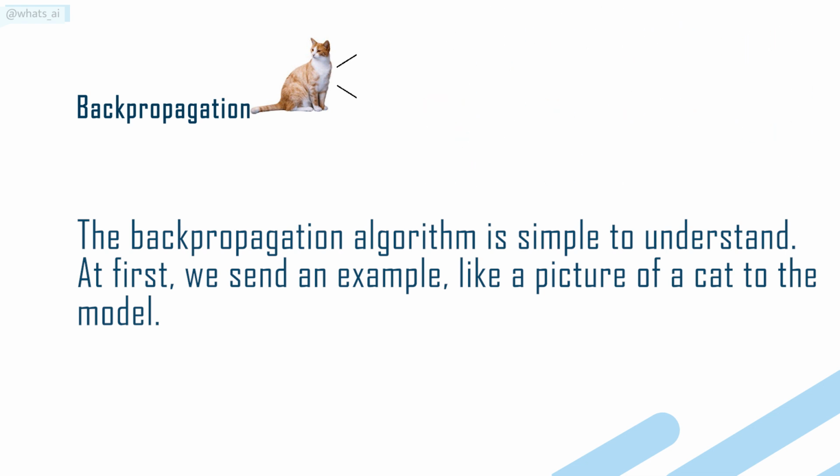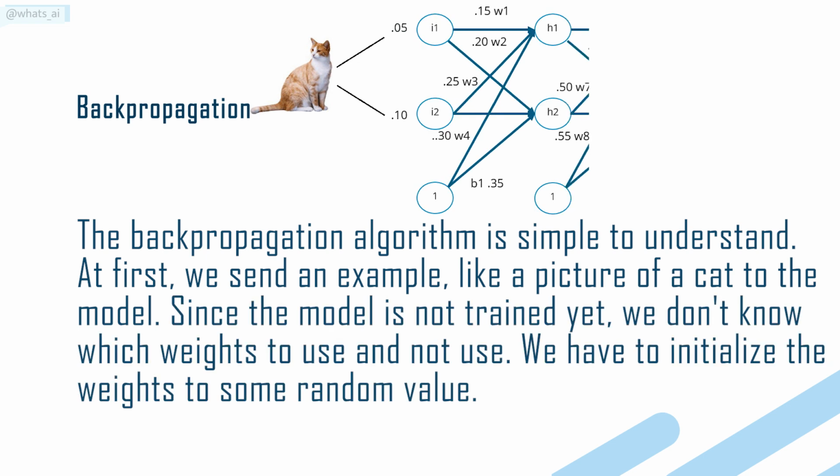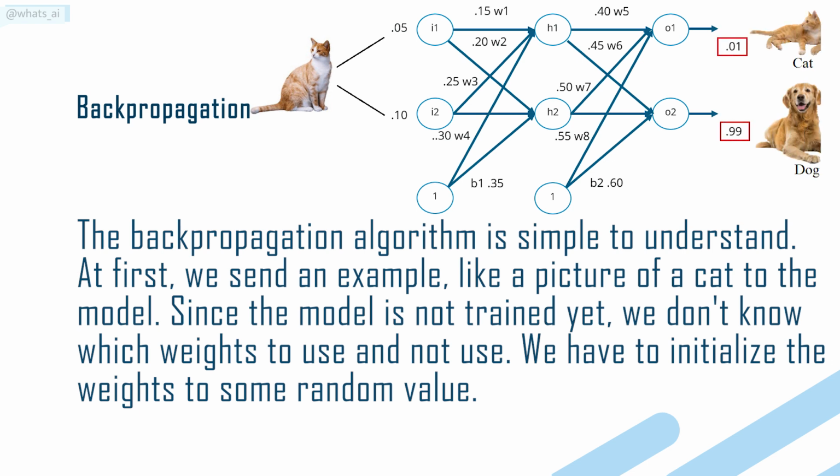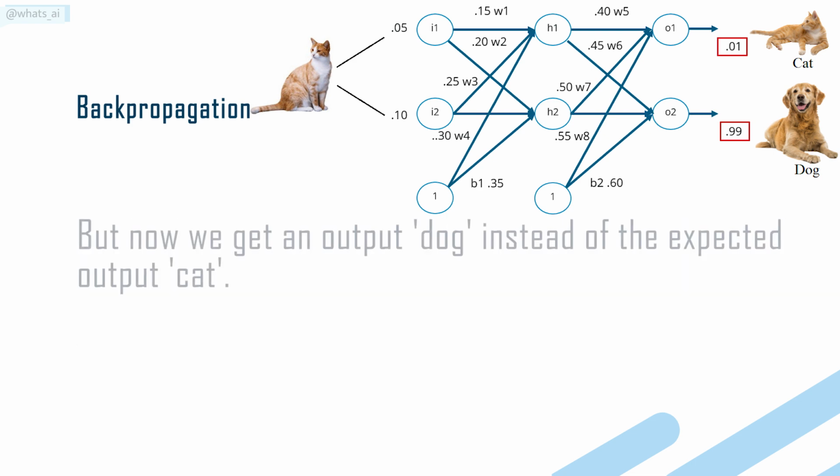At first, we send an example, like a picture of a cat, to the model. Since the model is not trained yet, we don't know which weights to use and not use. We have to initialize the weights to some random value. But now we get an output, dog, instead of the expected output, cat.